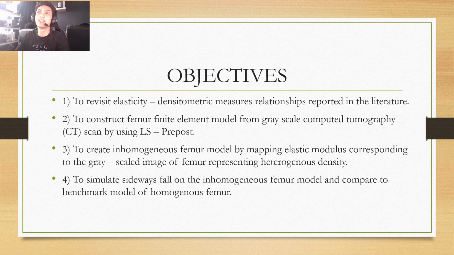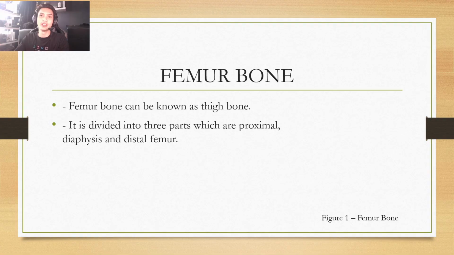The objective is to revisit the elasticity-densitometric measures relationship reported in the literature to construct a femur finite element model from grayscale computed tomography (CT) scan by using LS Prepost. That is the software to create an inhomogeneous femur model by mapping elastic modulus corresponding to the grayscale image of the femur, representing heterogeneous density, to simulate a sideways fall on the inhomogeneous femur model and compare to a benchmark model of homogeneous femur. So this is part of the introduction.